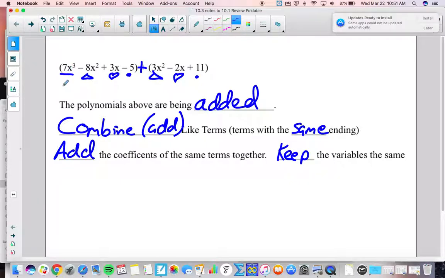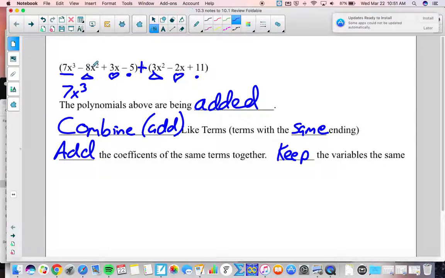So I can only combine things that have the same ending. So this 7x to the third does not have a buddy to combine with. It doesn't have another like term. So I just bring it down. It's still part of the answer, but there's no work that I have to do with that.